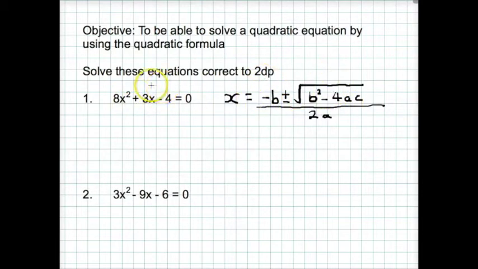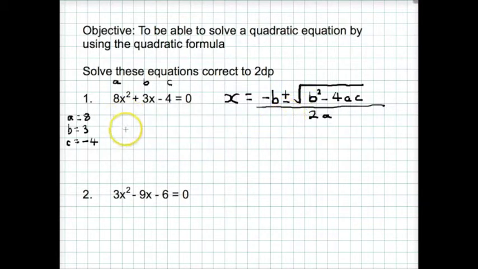Now the numbers in the formula are represented by the 8 would be the A, the 3 would be the B, and the minus 4 would be the C. You must take note of the negatives in front of these numbers. So what we do is we write these down first. A equals 8, B equals 3, and C equals negative 4. And then we're just going to replace these in our formula.